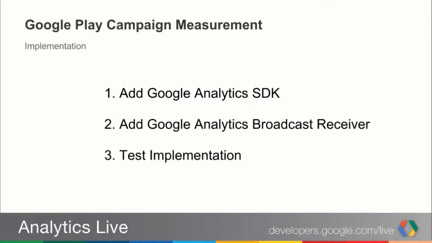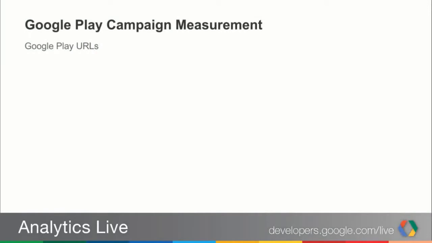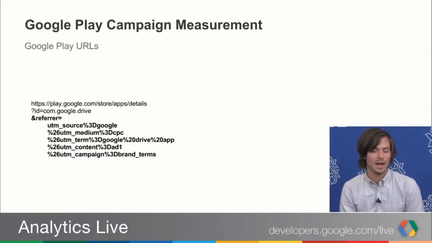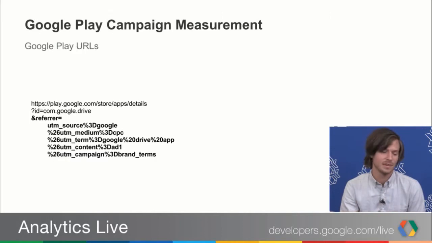So that's the first 3 steps. So you've implemented the analytics SDK, you've added the broadcast receiver, you've tested the implementation, so hopefully everything looks good there. And then the last step is just to generate those Google Play URLs. And this is really easy to do. Again, the format is basically, it's going to be the link to your app's Google Play Store page. So it's Google Play Store, and then you have this ID equals your package name.